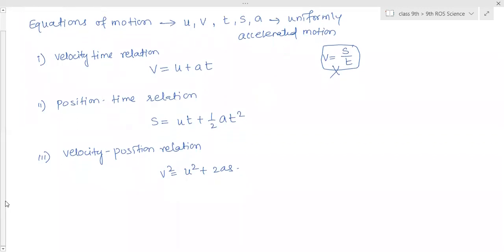Okay. Clear. Now we have to derive all three equations of motion. First, write down these three equations of motion.